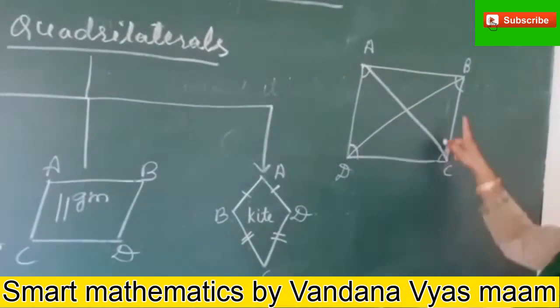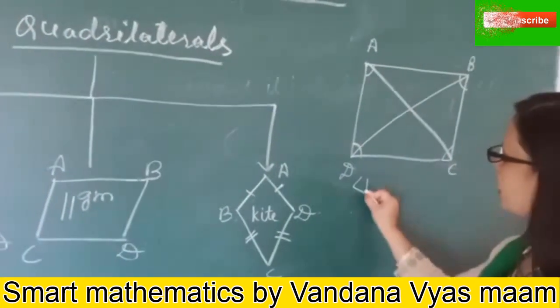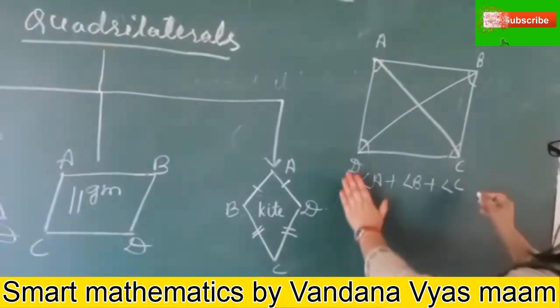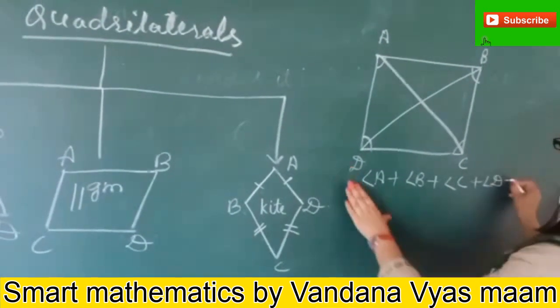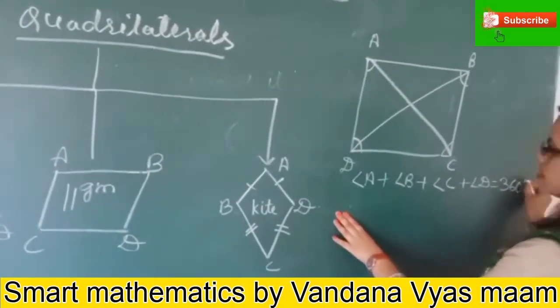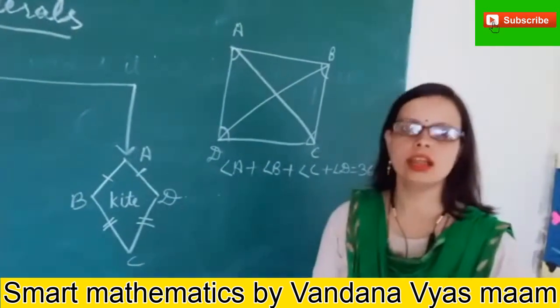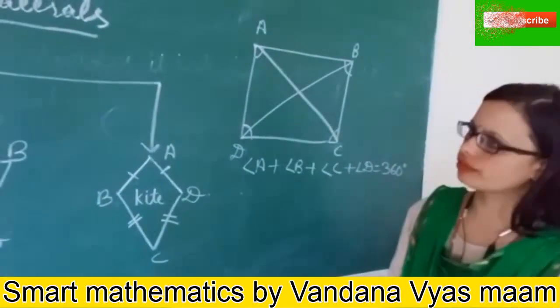And what is the property of a quadrilateral? The sum of all the angles is equal to 360 degrees, means angle A plus angle B plus angle C plus angle D is equal to 360 degrees. So students, there are many types of quadrilateral. Today we will discuss a few of them.